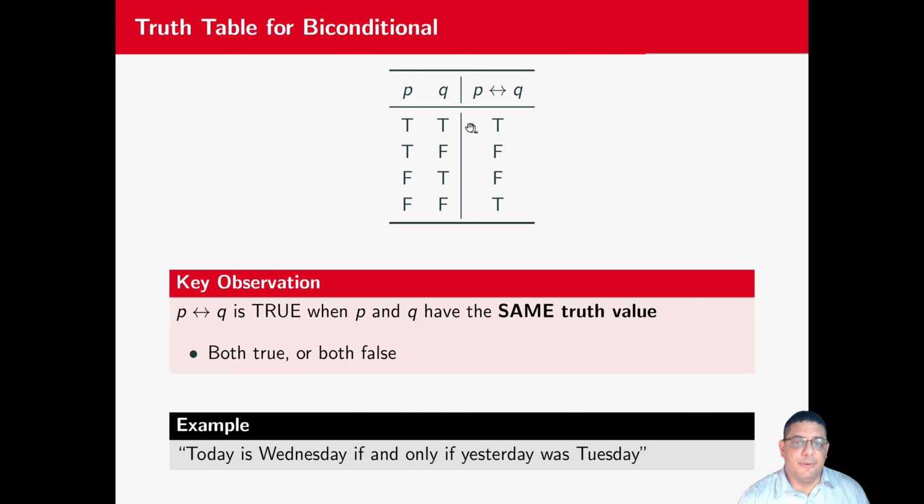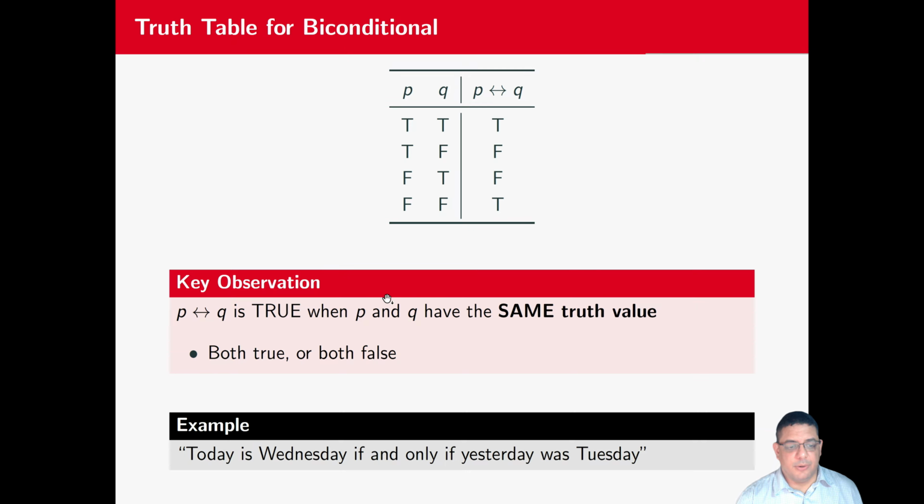Now, the truth table for the biconditional is: if P and Q have the same value, then it's true, otherwise it's false. So notice that when P and Q are true, then P equivalent to Q is true. When P and Q are both false, then P equivalent to Q is true. Otherwise, they're going to be false.